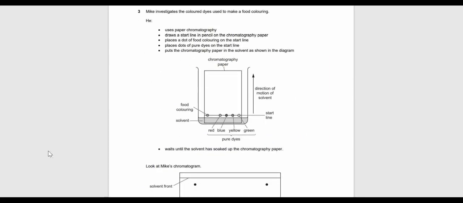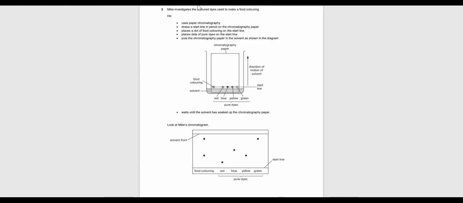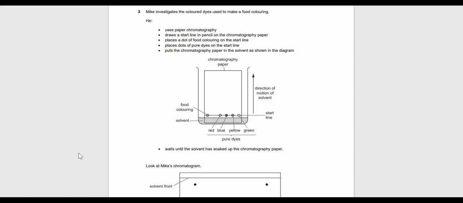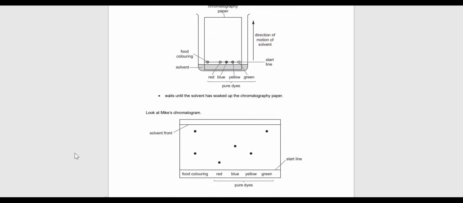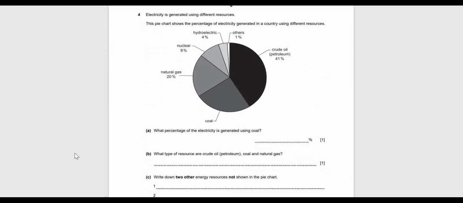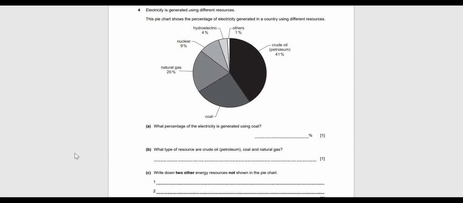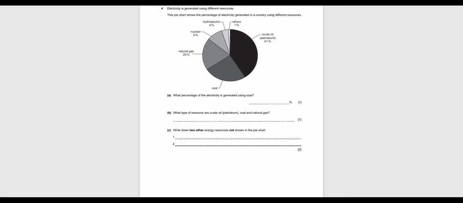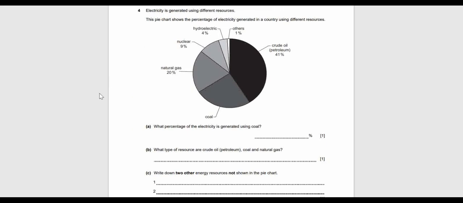Next, this is question 3. This is the zoom in. Next, this is question 3A, B, C. Move on to question 4, A, B, C. Alright, that's all.